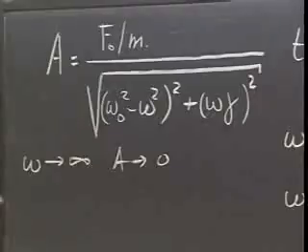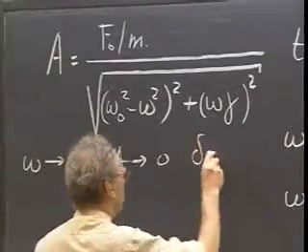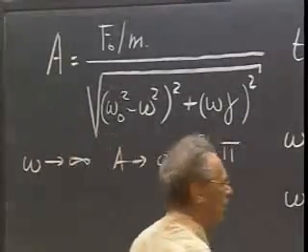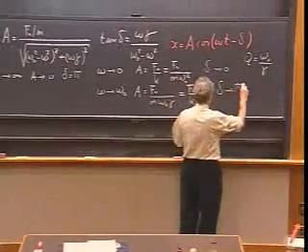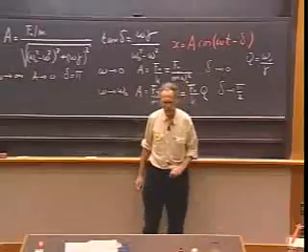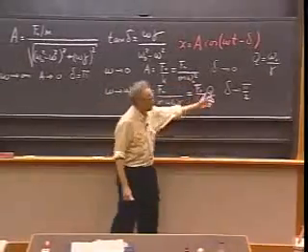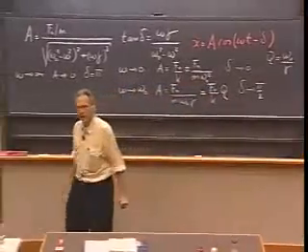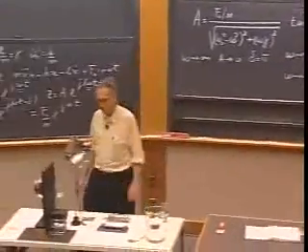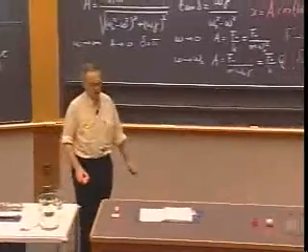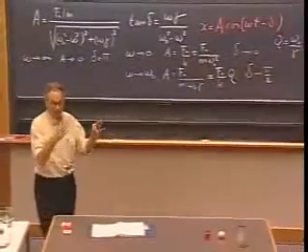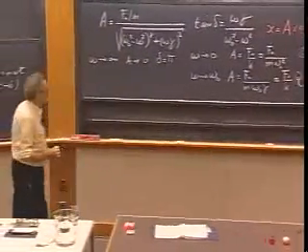What is not so obvious is that delta here is pi, and what is not so obvious here either is that delta goes to pi over 2 in case of resonance. In other words, at resonance, the driver and the follower are 90 degrees out of phase. The follower is 90 degrees behind. Very hard to imagine what that is like, but I will demonstrate it. You will be able to see it.